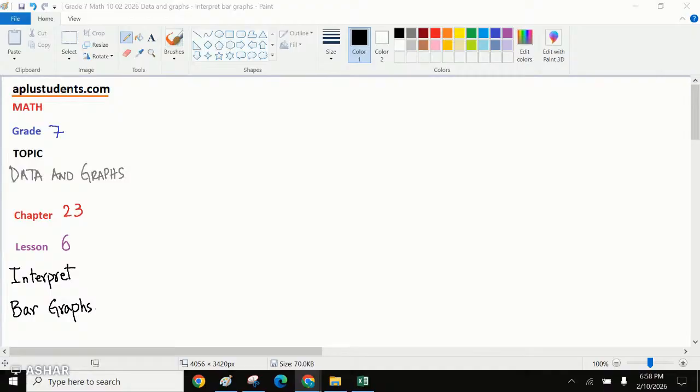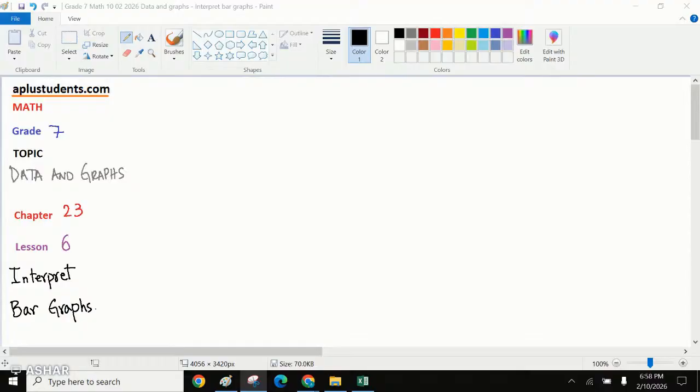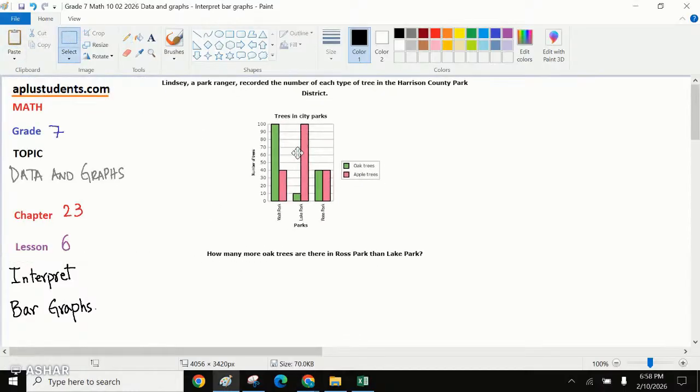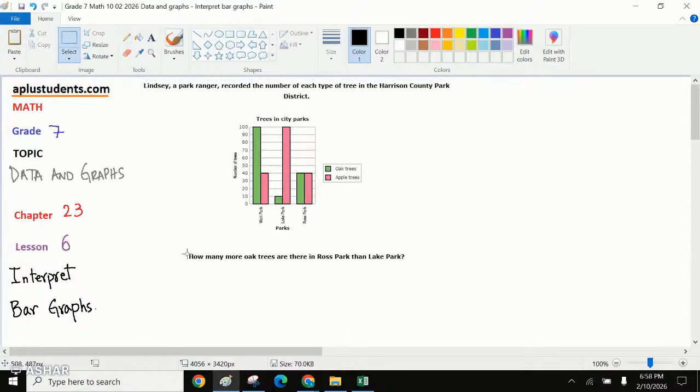Grade 7, chapter number 23, data and graphs. Lesson number 6 says interpret bar graphs. With the name bar graphs, the graph will have bars on it, right? Because it says bar graph. So let's have a look at what exactly a bar graph can be.